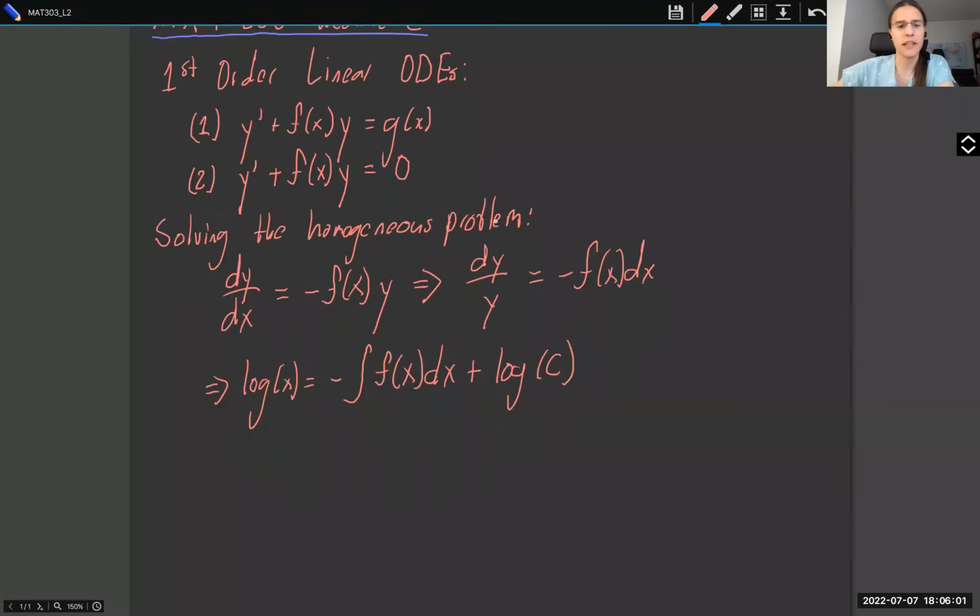Then exponentiating this, y is c e to the negative integral of f, or I can write capital F of x, where capital F of x is some antiderivative of little f of x. Does it matter what antiderivative we take? They differ by an additive constant, and that becomes just a multiplicative constant out front in the logarithm. So no, it doesn't.